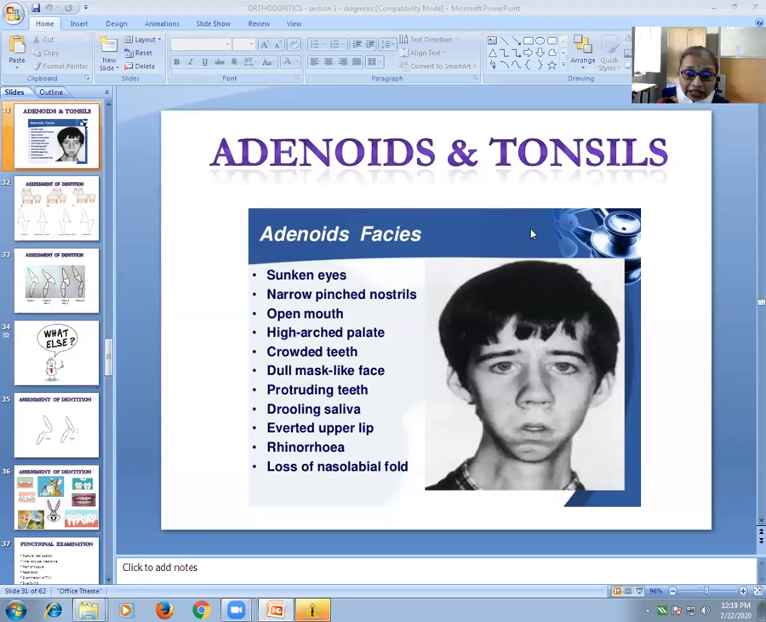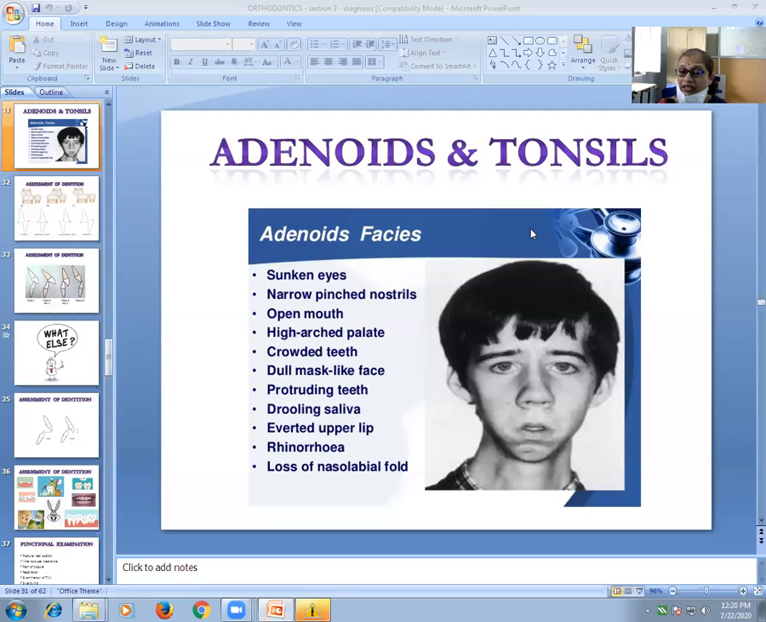So why do we need to see the adenoids and tonsils? If the patient has swollen adenoids or tonsils, these types of patients will have breathing problems. As I said earlier, you will have to connect the links. There is a chain; you will have to connect the links. Same thing here: if the patient has swollen adenoids and tonsils, there will be mouth breathing.